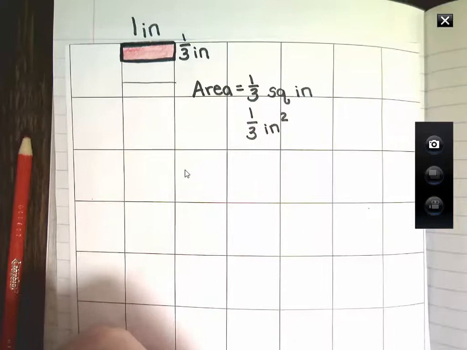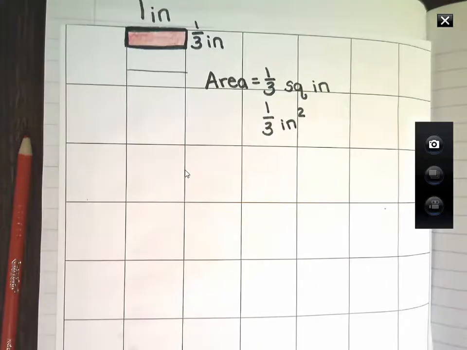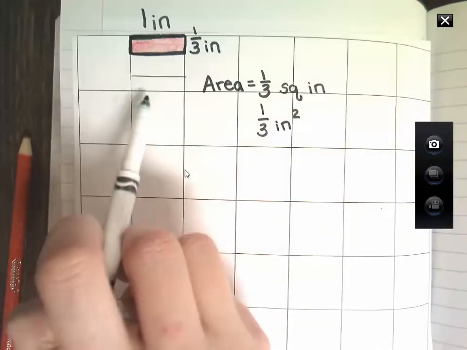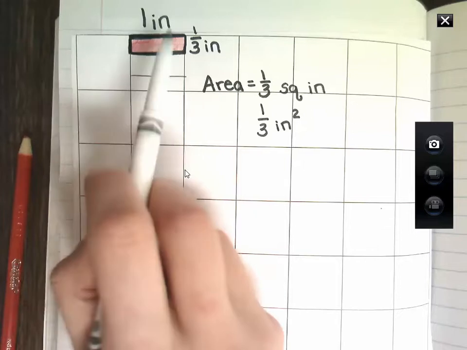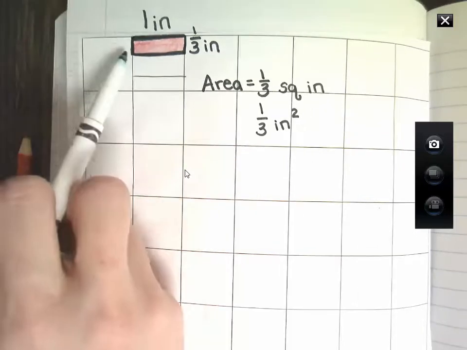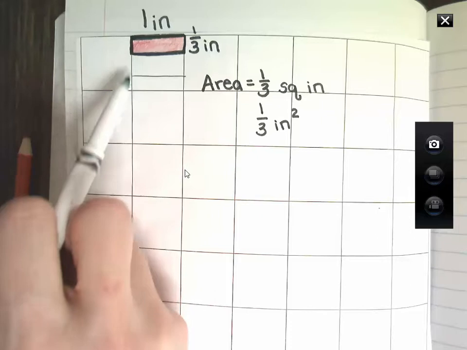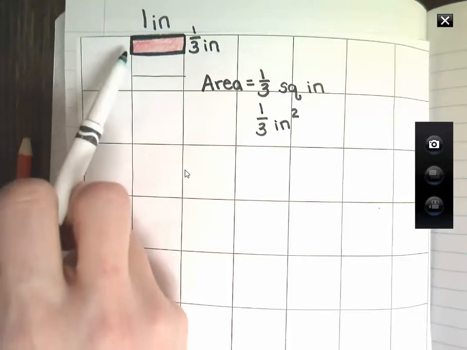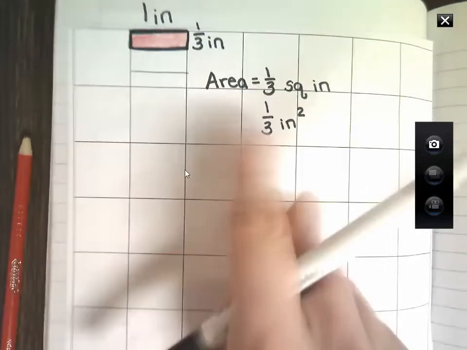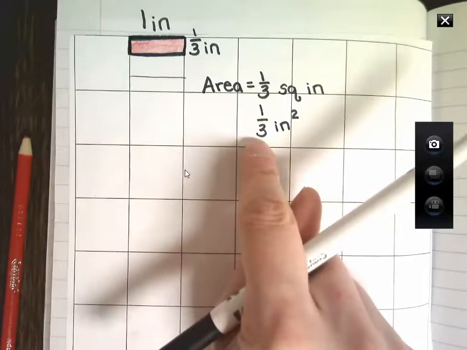Now, I want you to study that picture again. Can you tell just by looking at our square inch that the red rectangle only takes up 1/3 of it? See how we broke it into 3 pieces and we only colored one of them? That's 1/3. That's why our area is 1/3.